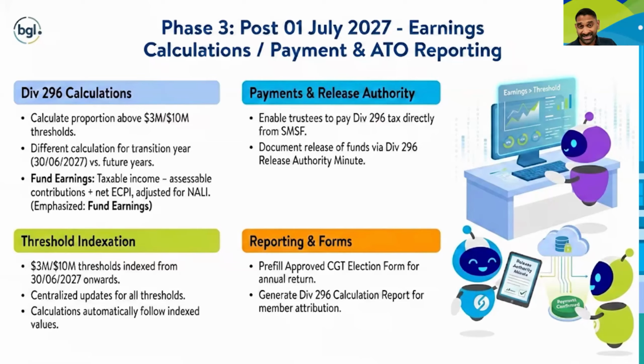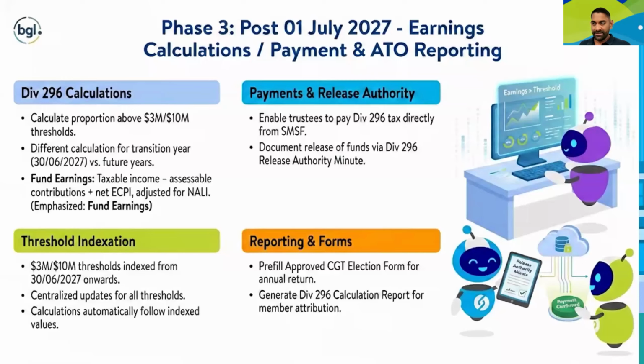With the Division 296 tax, the trustees can opt to pay it out of the super fund, at which point we need to think about a release authority minute in terms of SuperStream and so forth. So we need to cater for all that. And then finally, the reporting side of things. Speaking to some of the ATO guys, they did refer to a CGT election form as part of the 2027 tax return. Again, not 100% sure, but we need to be ready for changes of that nature.